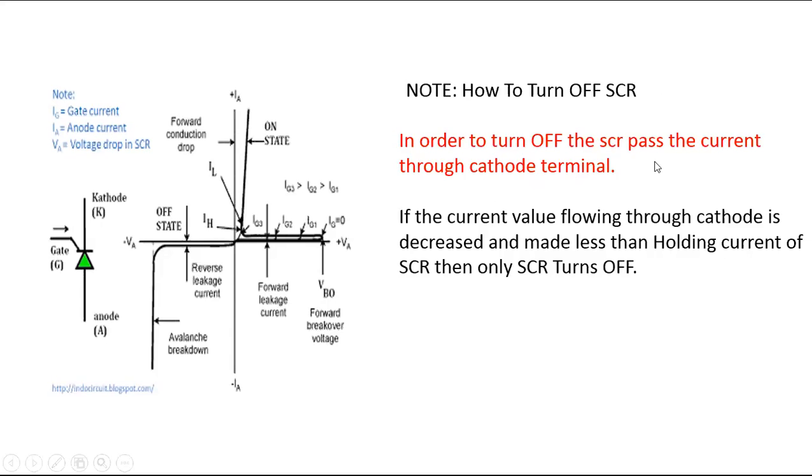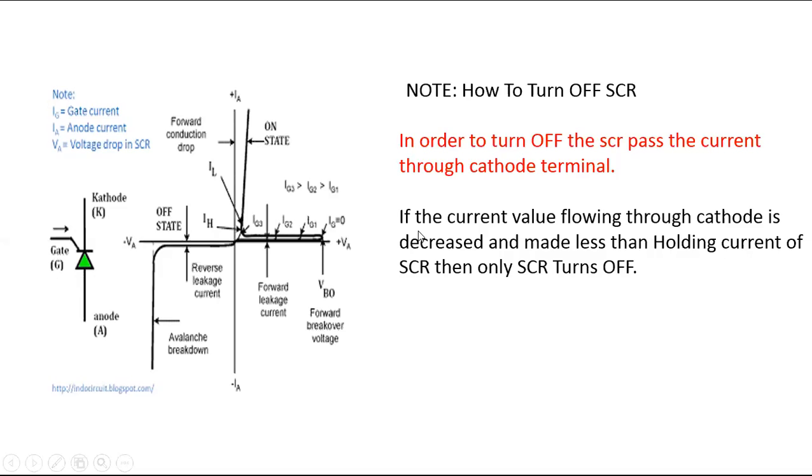Cathode terminal. Okay, so if I want to turn off the SCR, I should design the circuit in such a way that current is first entering into which terminal? Anode? No. In order to turn off the SCR, current should enter the cathode terminal first. Okay, if the current enters the cathode terminal, immediately SCR will be off? No. Once the current enters the cathode terminal, that current value should be greater than holding current. Then only SCR will be off.